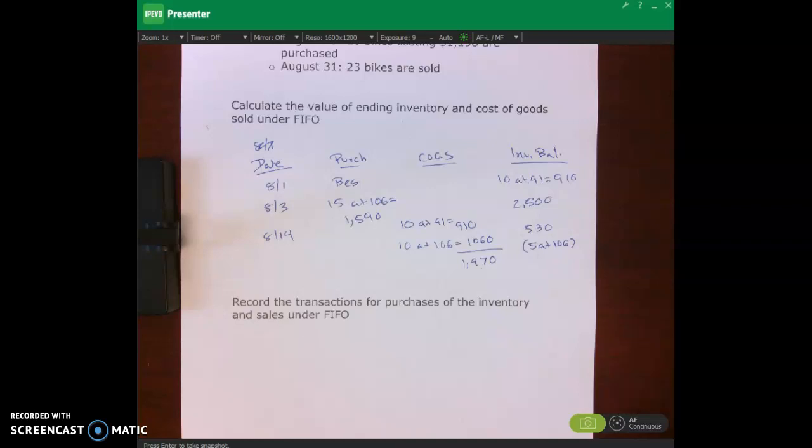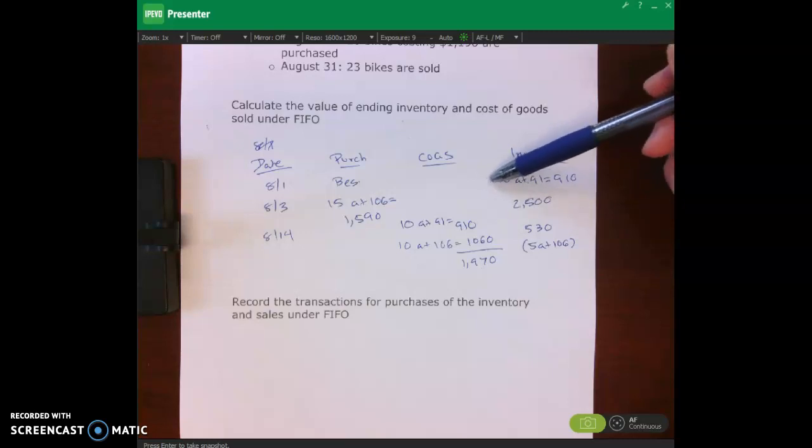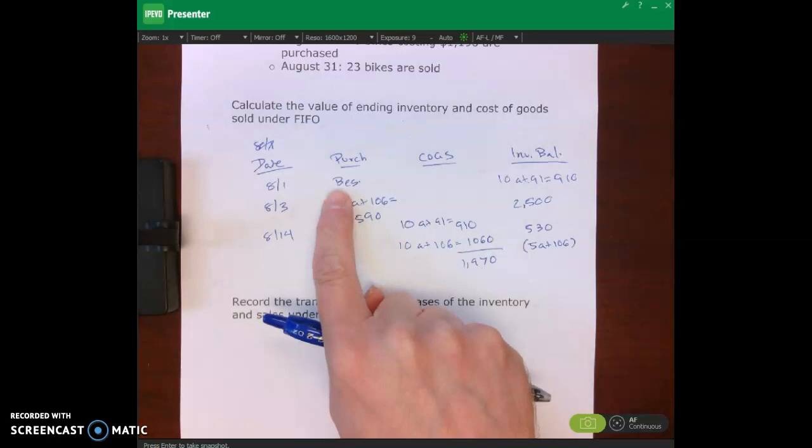Hello and welcome. I'm on page 123 of your course pack, picking up where we left off in the last lecture video, talking about first in, first out, okay? So remember first in, first out. What we do in terms of our tables is we start at the oldest purchases, show up in cost of goods sold. So FIFO basically mimics the physical flow of inventory.